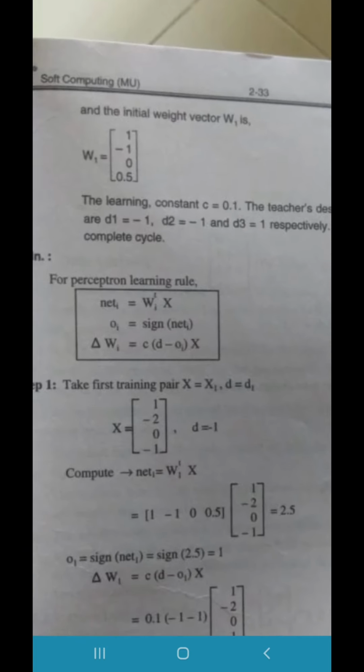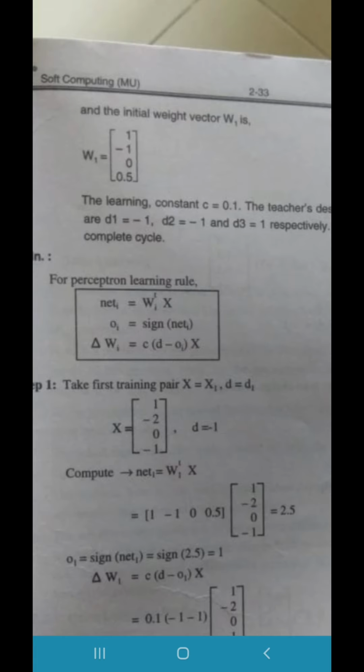The second terminology is o of i. This is also a very important terminology for all the learning rules. O of i sometimes would be sign of net of i, sometimes f of net of i. We will understand this in each learning model, but in the perceptron learning rule, o of i is going to be sign of net of i. Sign of net of i means we first calculate the net of i, and once we get the net of i, we see what the sign of the net of i is. For example, if you are getting net of i as 2.5, as in the example ahead, we are getting it.